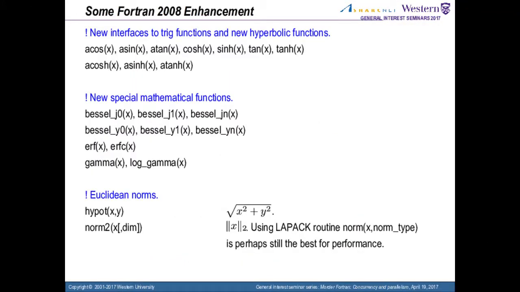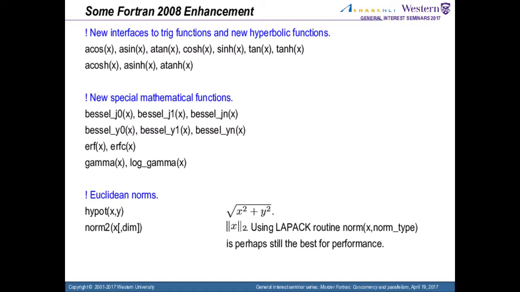Next, the new standard has introduced some new interfaces to mathematical functions. For instance, the first two lines here are the traditional functions, but now they can take a complex number x as an argument, which is very handy. You don't have to use different interfaces for variables with different data types. So all you need to do is to use the unified interface for all data types.